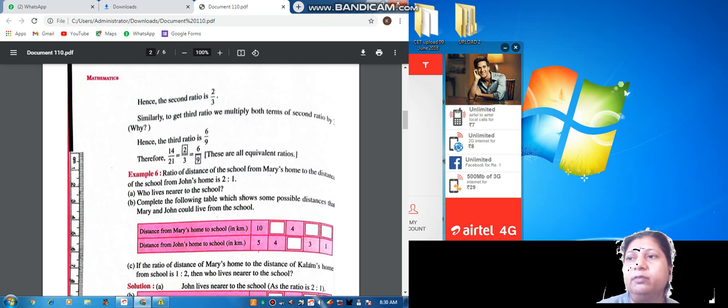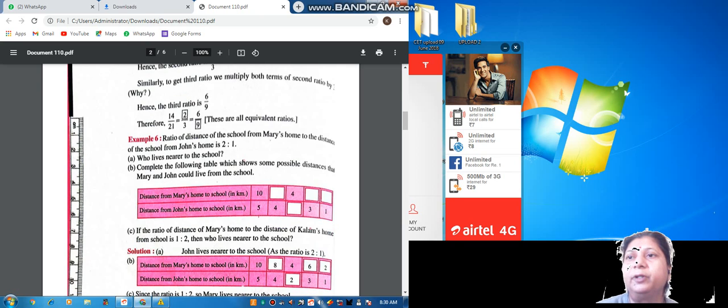Now we will see the sixth example. The ratio of the distance of school from Mary's home to the distance of school from John's home is 2 as to 1. What is the ratio of how far Mary's home and John's home are from school? It is 2 as to 1.